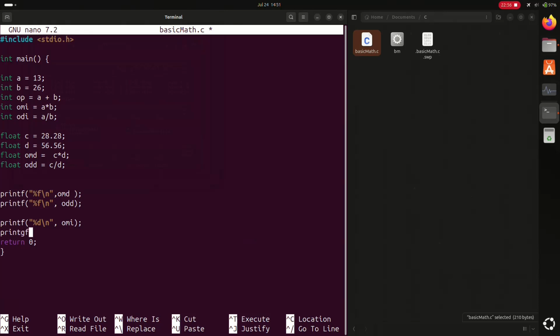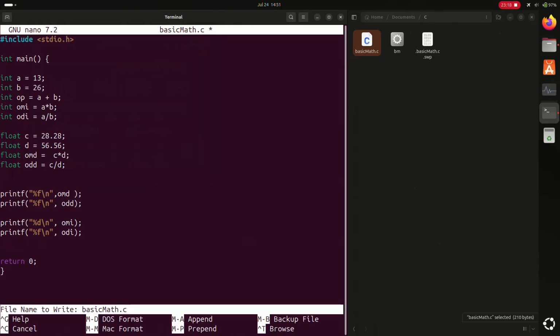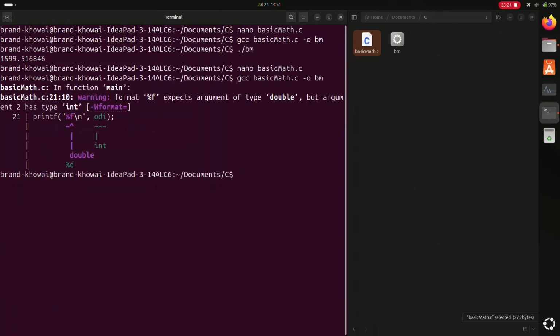So printf percentage f, I have to write percentage f here, because what if I do not know the output? Backslash n, what if the output is not an integer number? So ODI done. So after Control X, Y, enter, and GCC, there is a warning, or after GCC you are going to get some errors.